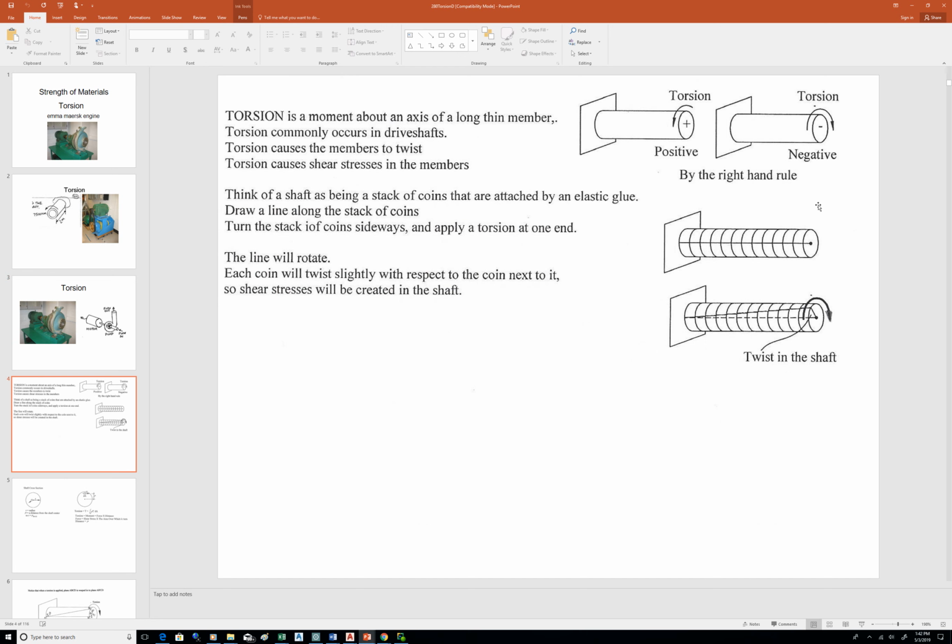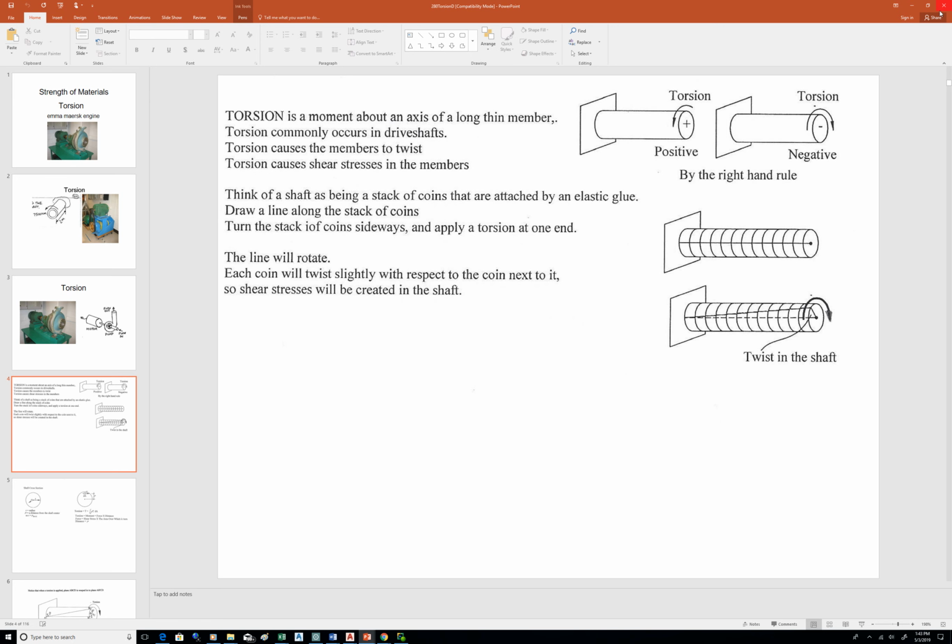Now, when I think about what torsion does to a shaft, I think of taking a bunch of coins and gluing them together. Think you've got a stack of coins and you use an elastic kind of rubber cement to glue them together. Then you apply a torsion, as I'm showing there. Let's say we drew a line horizontally along that stack of coins. If you apply a torsion to that, each coin is going to twist just a little bit with respect to the previous one on account of having that rubber cement gluing them together. Each one of those lines on the coins is going to move up a little bit.